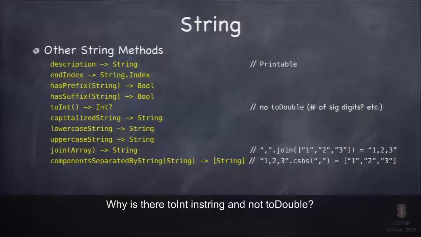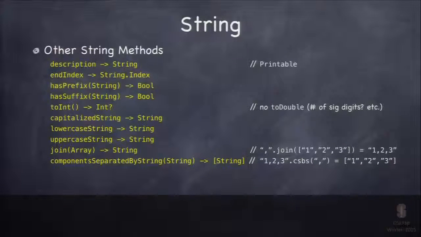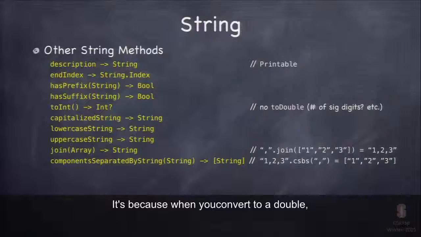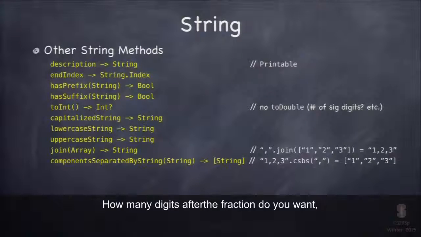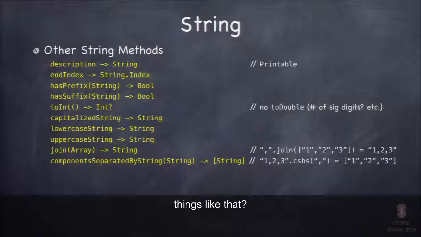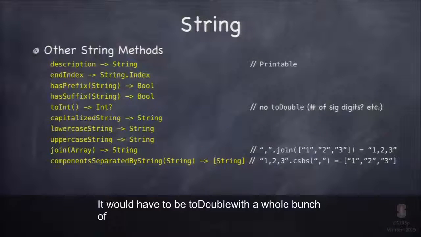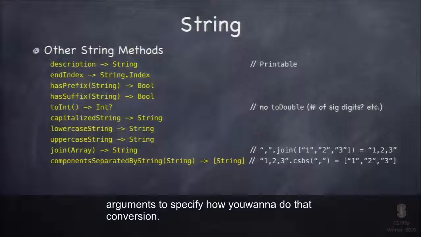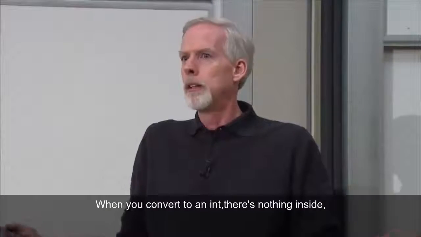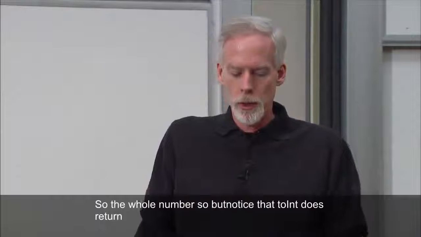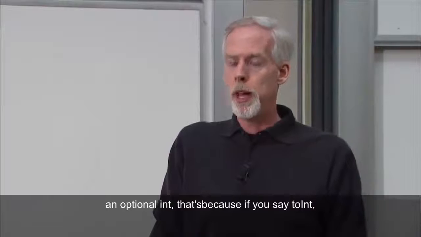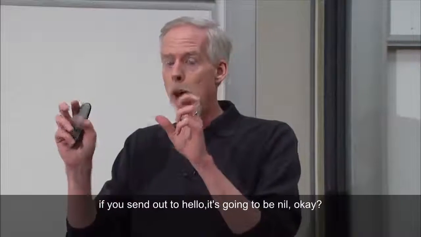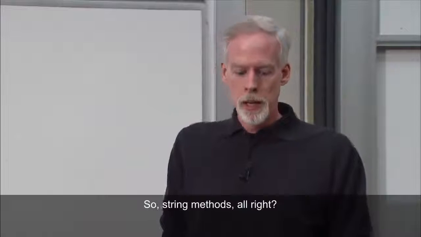Why is there toInt in string and not toDouble? Anybody have an idea why that is? It's because when you convert to a double, you have to specify things. How many significant digits do you want? How many digits after the fraction do you want? Things like that. And so there's really nowhere to specify that. It would have to be toDouble with a whole bunch of arguments to specify how you want to do that conversion. When you convert to an int, there's nothing to decide. You just convert it to the whole number. But notice that toInt does return an optional Int. That's because if you send toInt to "hello", it's going to be nil. So, string methods.